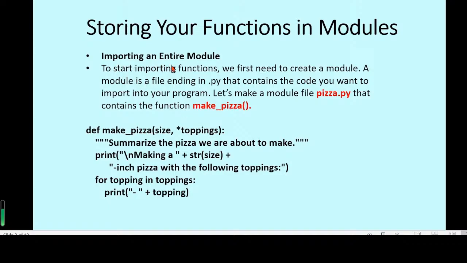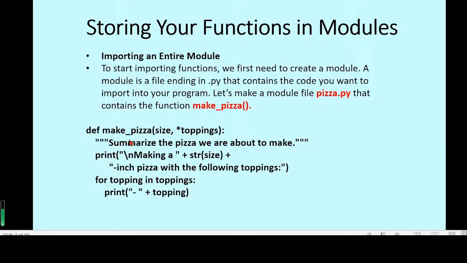So, importing an entire module. To start importing functions, we first need to create a module. A module is a file ending in .py that contains the code you want to import into your program. So let's make a module file called pizza.py that contains the function make_pizza. This function is written in the file pizza.py in the working directory.